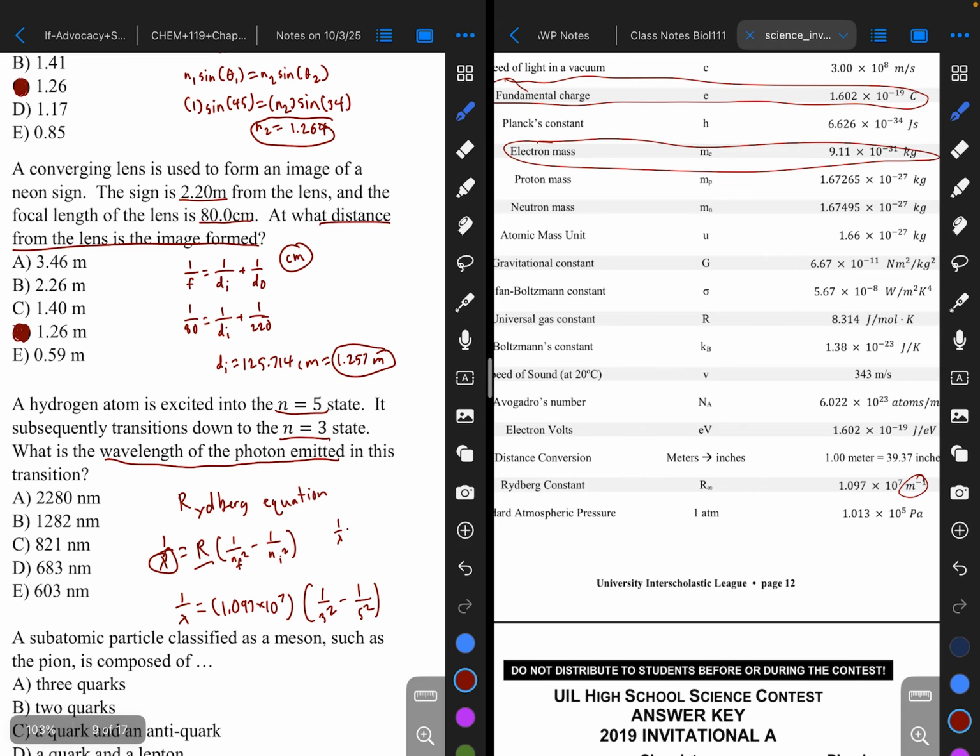I got 1 over lambda equals 78,008.889. Taking the reciprocal of that, you would get 1.28 times 10 to the negative 6. We're trying to convert this into nanometers, right? This is in meters, by the way. To convert it into nanometers, we multiply it by 10 to the power of 9.